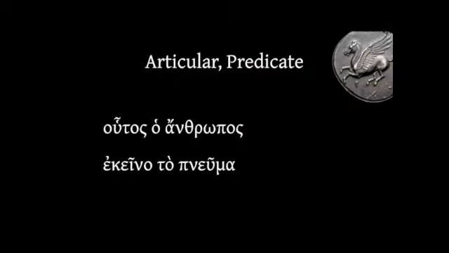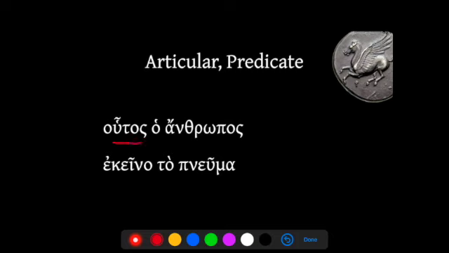So here's some examples. We'll see houtos ho anthropos. Note here that houtos is outside of our article noun construction. And so this is first predicate. And then note that houtos agrees with the noun that it modifies in case, number, and gender. And so we would translate that as this man.